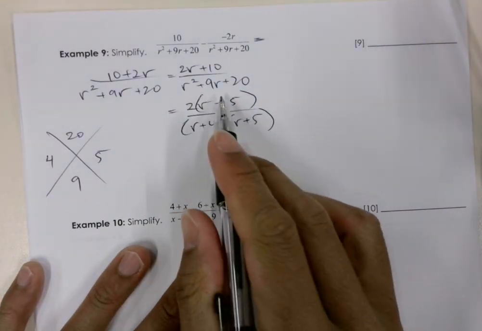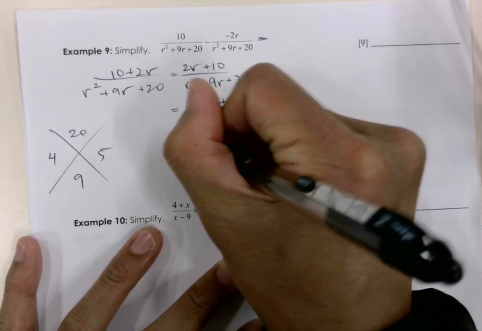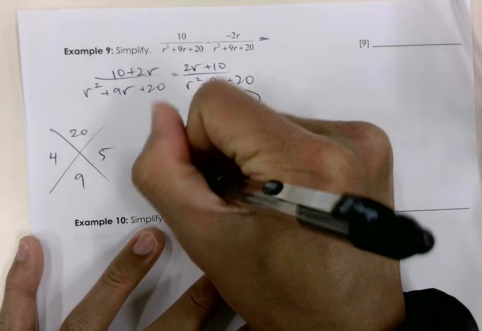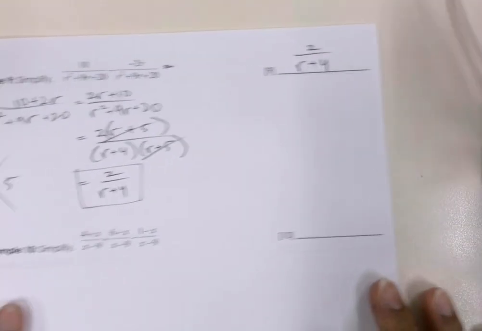Now you can see we have the same factors in the numerator and the denominator, right? We're going to cancel those out, and we get 2 over r plus 4.